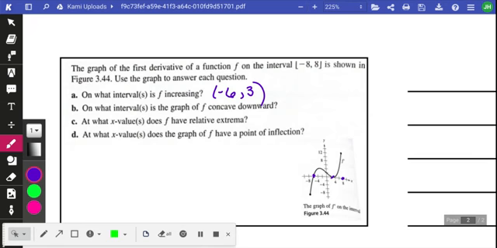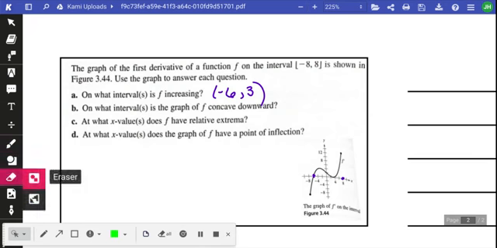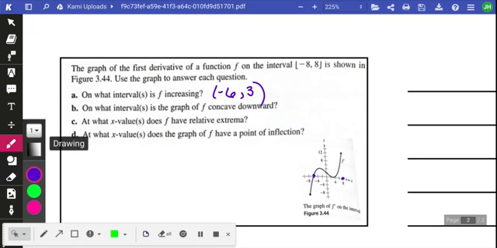I need to erase my stuff. Now I can't see over my own point. Yeah, 3. And then from 3 to 8. It's not increasing at 3. At 3, it would be equal to 0. Okay, does that make sense? So you're just looking at where that is above 0.